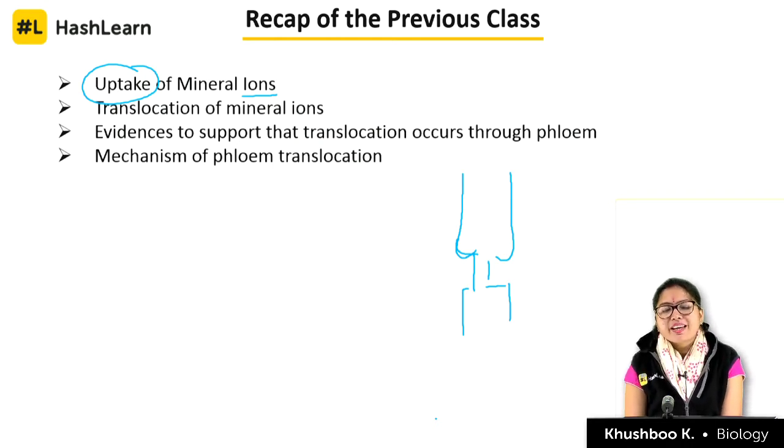Now we have the mechanism of phloem translocation, that is what we have discussed. So the most accepted hypothesis for that was source sink hypothesis. Okay, so be very clear about that.